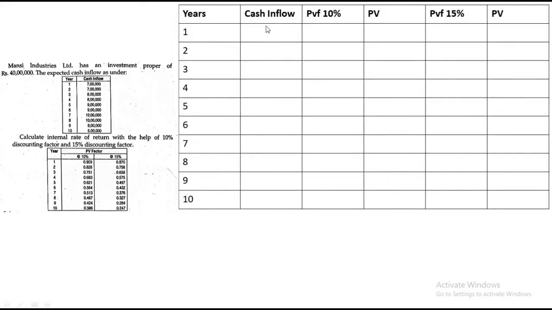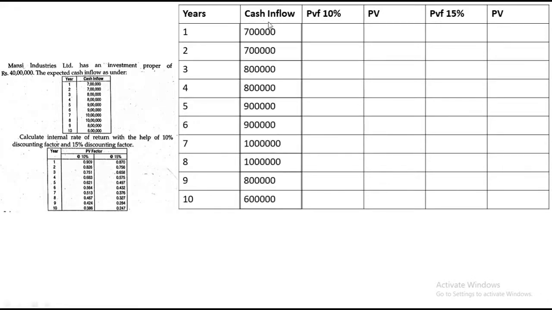We'll have years, we'll have the cash inflows. We'll have PV factor at 10%, we need to find PV. Then again we'll have PV factor at 15% and we'll have to again find the PV. Okay, so very simple. 10 years are given, so under the year column we note down all the numbers up to 10. So 1, 2, 3, 4, 5, 6, 7, 8, 9, 10, 10 years. Under cash inflow we'll note down all the cash inflows which are given to us. So it's 7, 7, 8, 8, 9, 9, 10, 10, 8 and 6 lakhs.